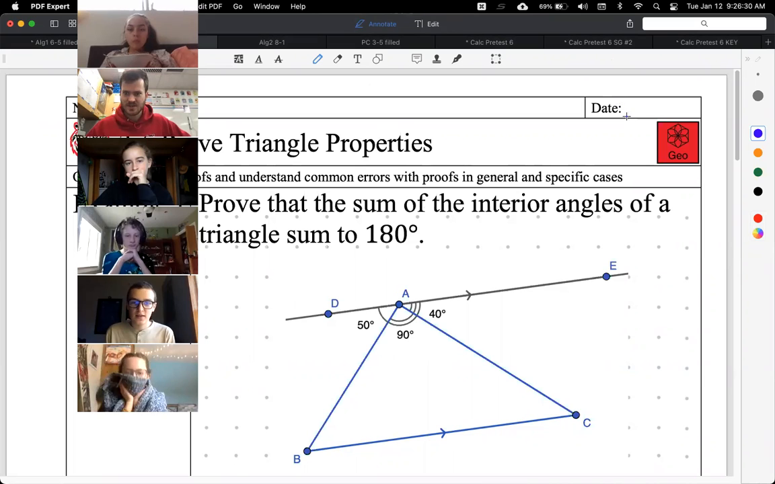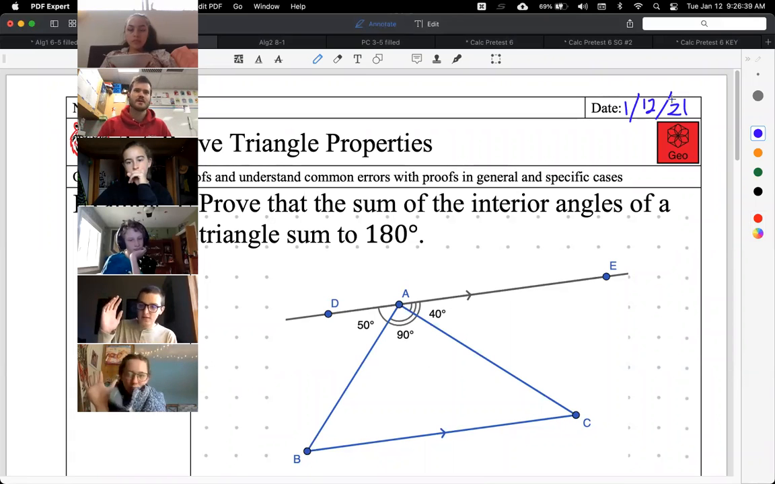Today's date is Tuesday, January 12th, 2021. I got good news. I get the vaccine tomorrow. It's pretty awesome. Who wants to read the objective? Wyatt was first.